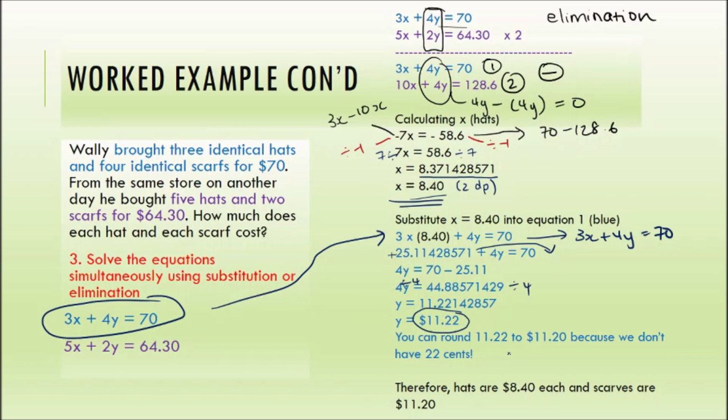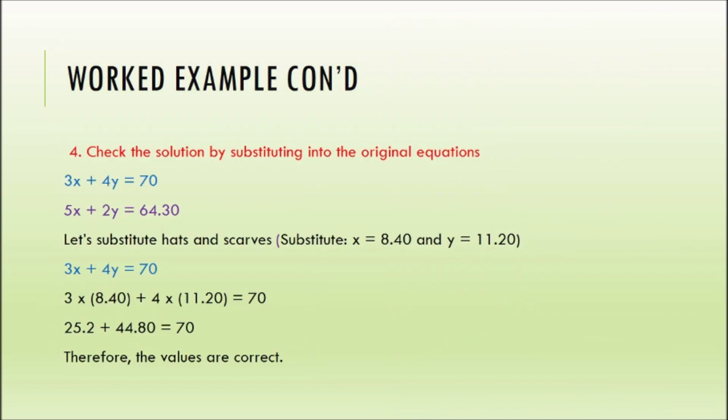Now, in Australia, we don't really have 2 cents, so we actually round it to the closest 5 cents. So if I was to round, 2 is do nothing, so actually we have 11.20. You need to round it down like that, because we don't have 22 cents. So I've just written here, therefore hats are $8.40 each and scarves are $11.20, but we actually need to do a few more things to make sure our answer is correct.